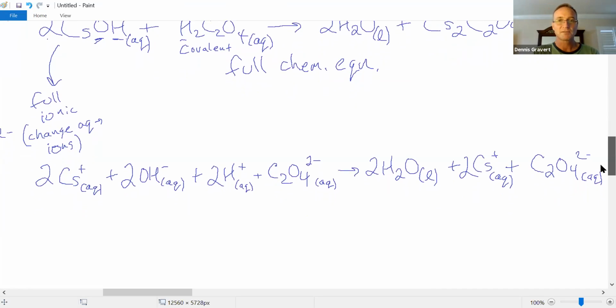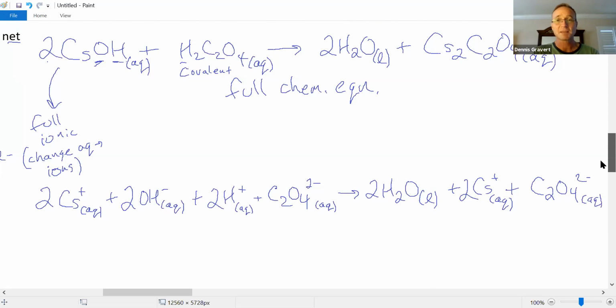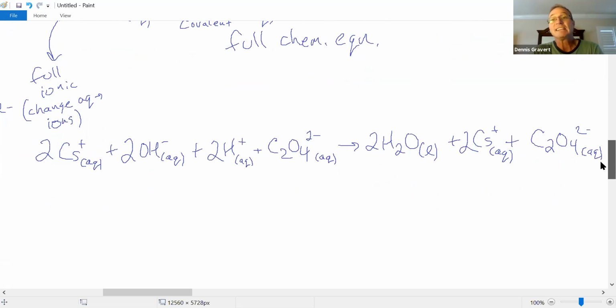If I'm the student doing this exam question, I just gave the teacher some bonus work here. He or she didn't ask for the full ionic, but there you go. I need it so I can get to the net ionic. Okay, so now we're at the full ionic. Let's go after the net ionic.